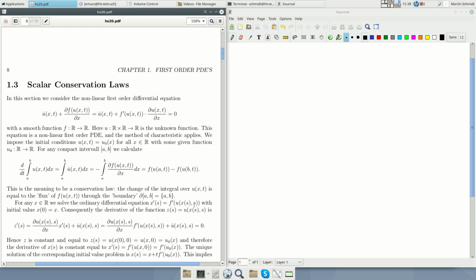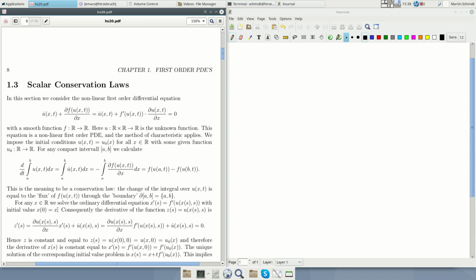Oh, here's a mistake. This has to be removed. No, sorry, this is correct. So u depends on two variables, and we insert x of s in the first place, and in the second place we insert s. Then this is a real number, and then we evaluate the derivative of f. Okay, and this gives a real number. So this is really an ODE. For given u and f, which is differentiable, this is an ODE. And here we have the initial data of the ODE.